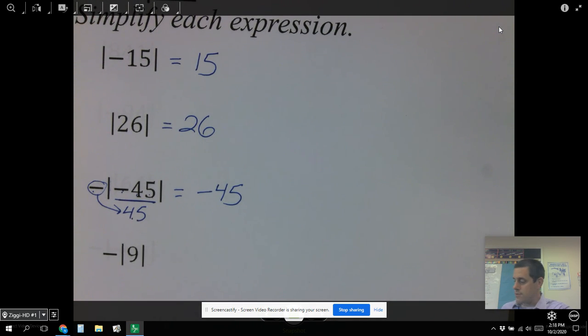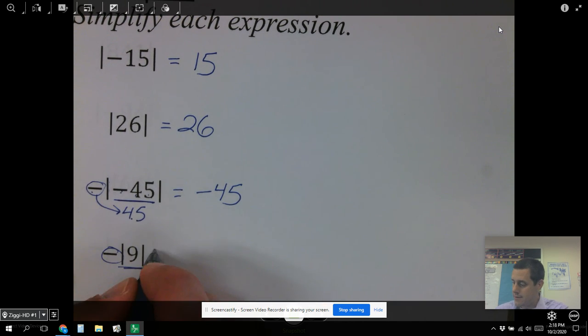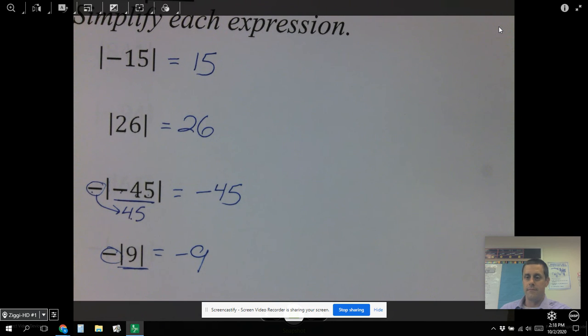Last one, the negative absolute value of 9. Again, the absolute value of 9 is 9 because 9 is 9 units from 0, but we want the opposite of that, so the opposite of 9 is negative 9.